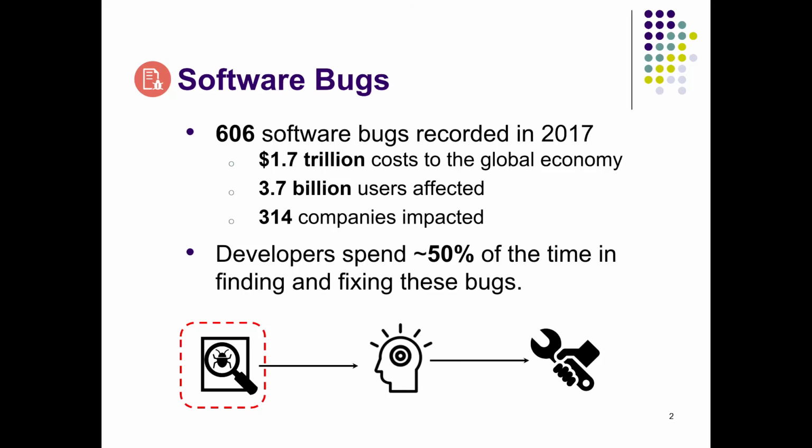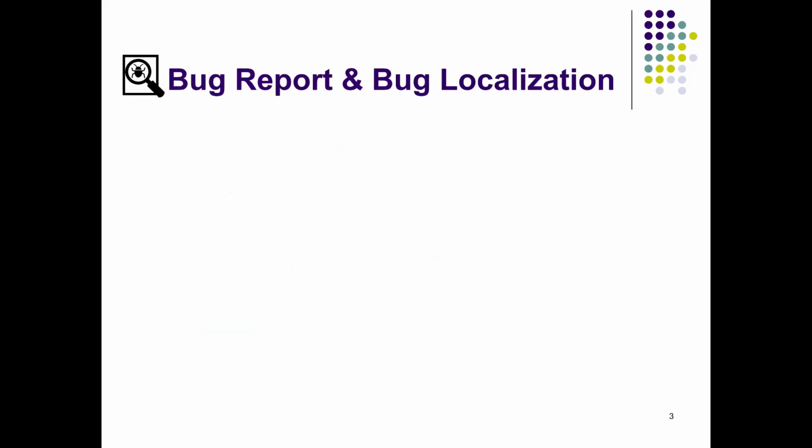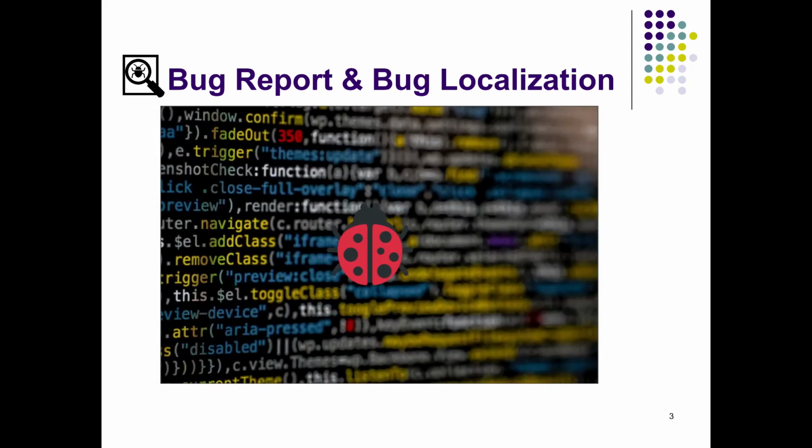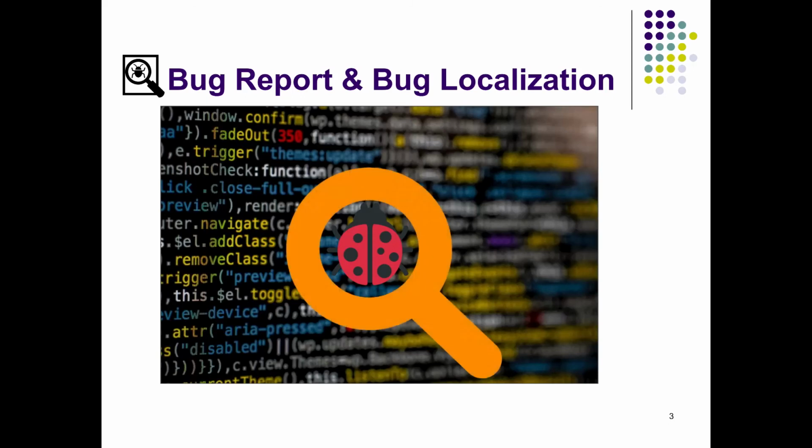Now, if you are hearing the phrase bug localization for the first time, then this example is for you. Let's say this is an example bug report, and it is talking about some kind of bug, but that bug is hidden somewhere within the code. The process of finding the location of the bug within that code base is called bug localization. In this talk, I am going to focus on a specific type of bug localization called IR-based bug localization.